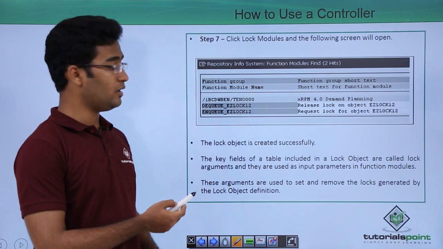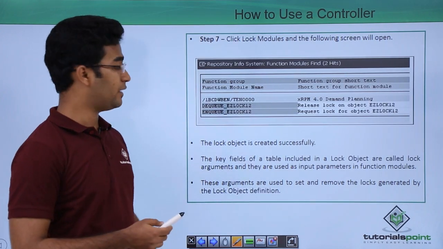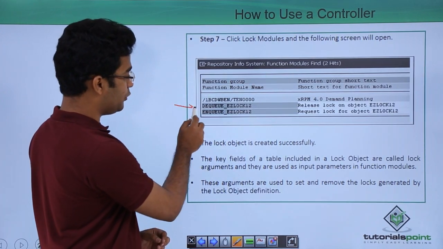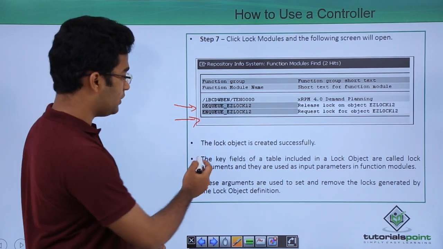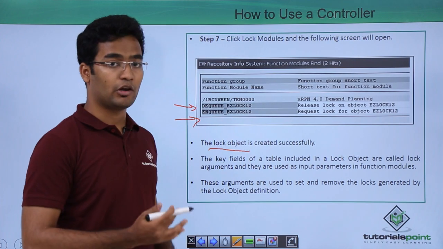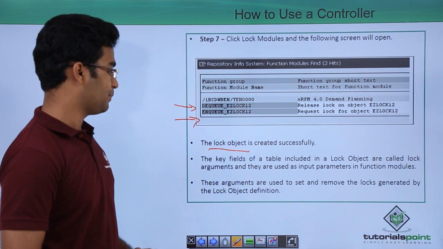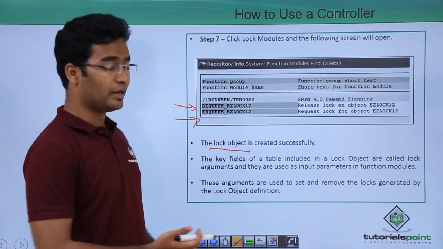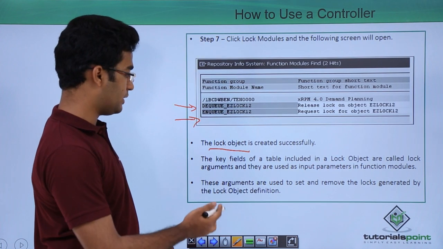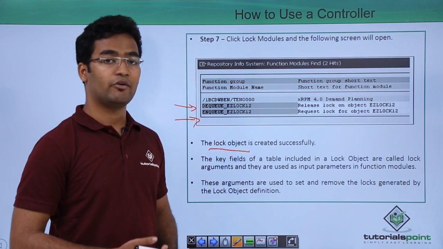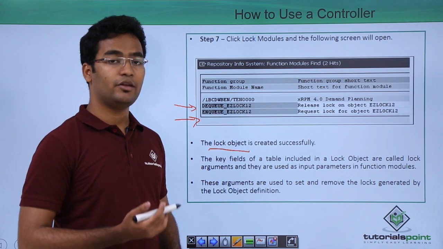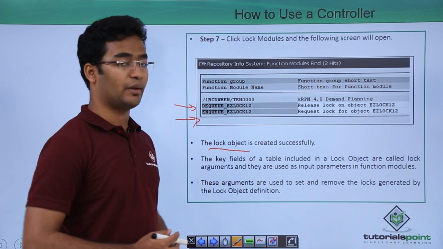So here we can see the function modules that have been created. Here these DQ and NQ function modules have already been created. Moreover, when this is done, we can say our lock objects are successfully created. These function modules are used to set and remove the lock generated by the lock object definition. So with this, we can say our table is locked and only one user can access it at a particular time itself.